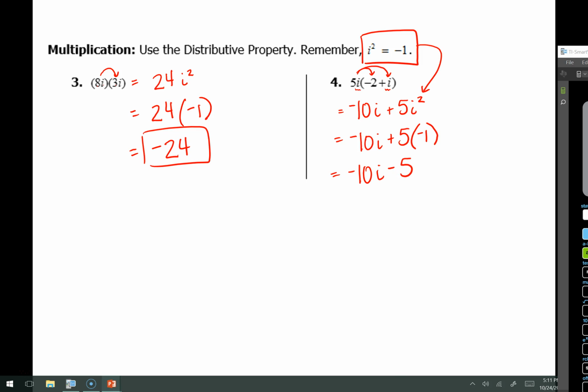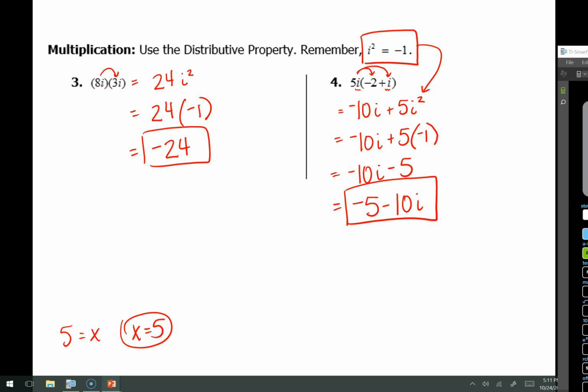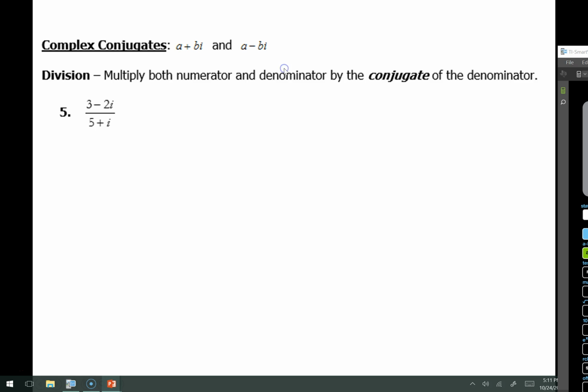Now, I'm also going to point out here, traditionally we write it with the i at the end. So I'm going to change this by just swapping the position around to negative 5 minus 10i. Not mandatory, but just like we don't write 5 is equal to x most of the time, we write x is equal to 5. That's the traditional way of writing it, and here's the traditional way of writing this. Okay, let's move on from multiplication into our last piece, division. Now with division, we're going to have those conjugates again.